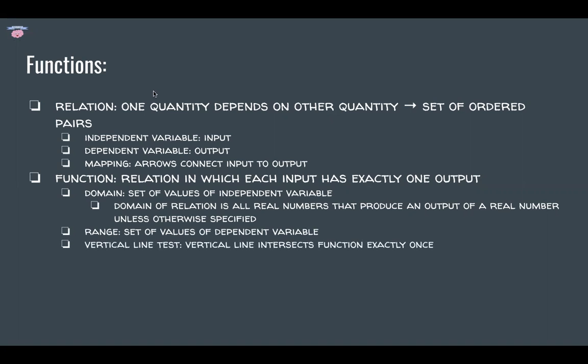The vertical line test is something that tells us if a relation is a function or not. So the vertical line test basically says that for every function, a vertical line, actually it could be any one, intersects exactly once. So I'll give you a relation and you predict if it's a function or not.